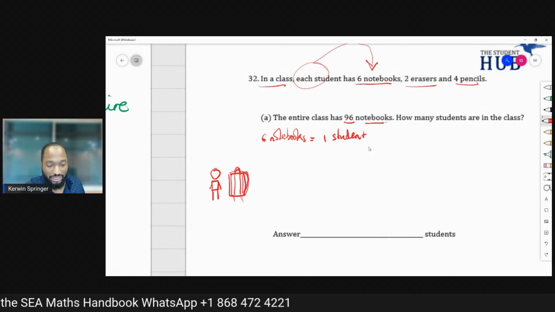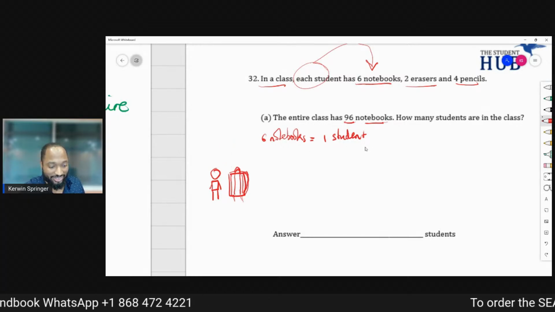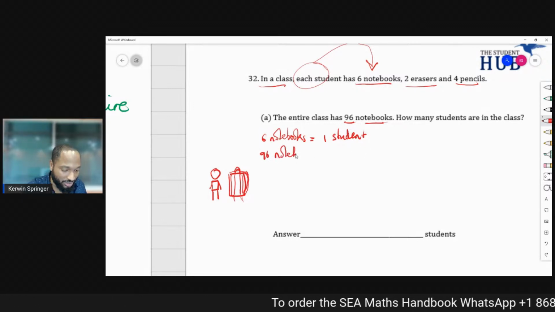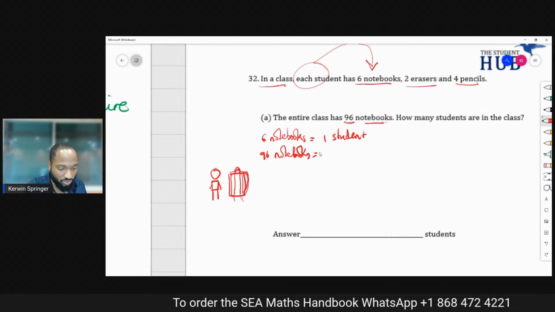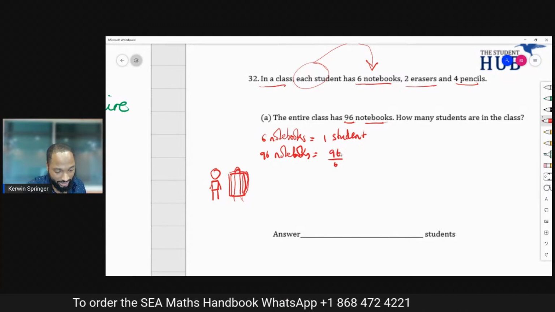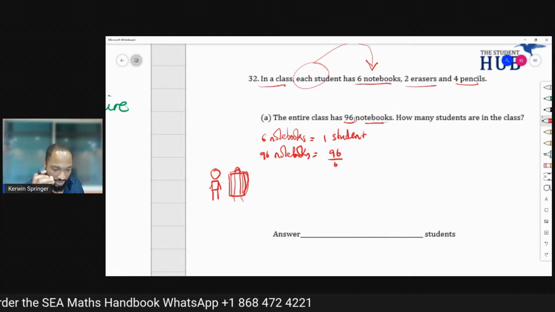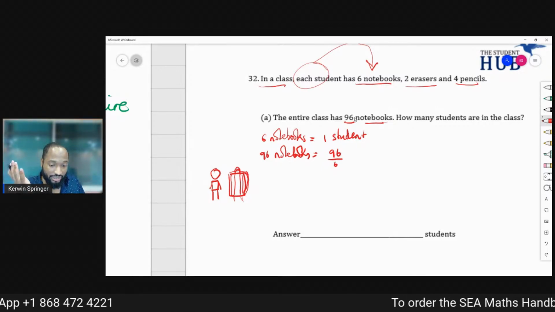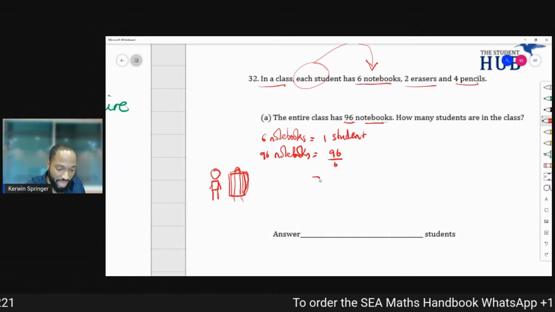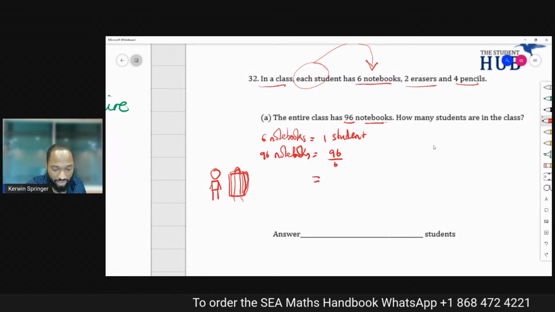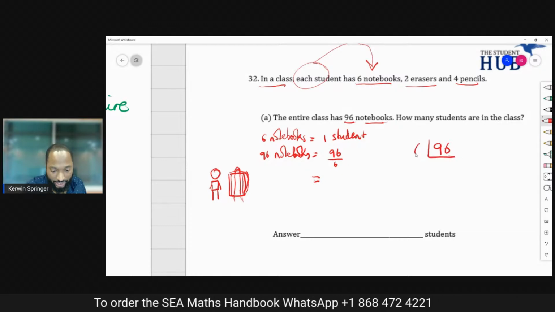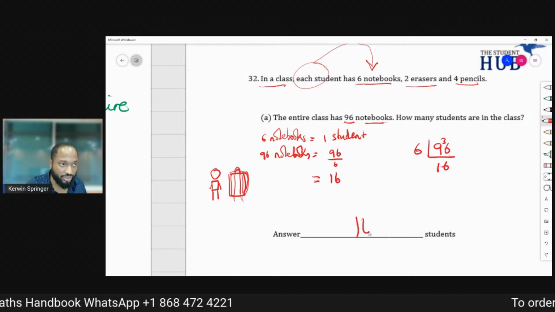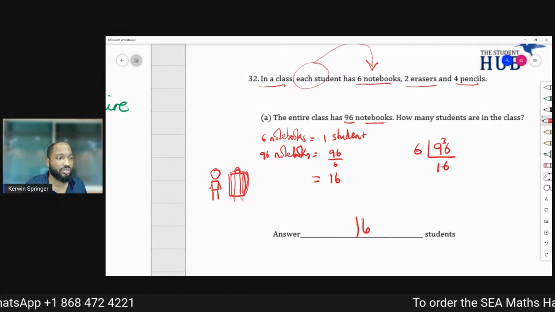Anyhow, so 6 notebooks equal 1 student. Therefore 96 notebooks has to be equal to 96 divided by 6. You divide, because if 6 notebooks is allotted to 1 student and there are 96 notebooks, then it is 96 divided by 6. Let's work it out. 6 goes into 9 one time, remainder 3, 16. 16 students.